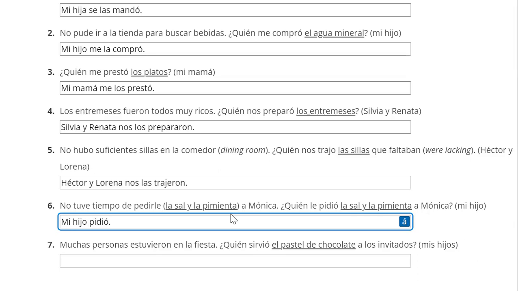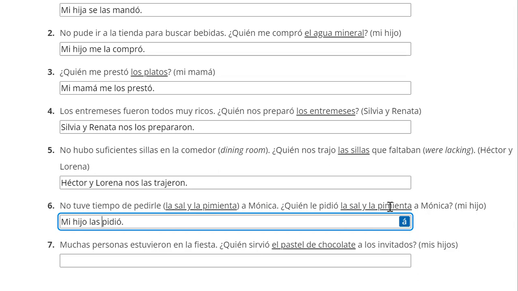So if what was asked for was la sal y la pimienta, might be a little tricky for you to recognize this, but this is actually a plural object because we have two things. Even though we don't see a plural word, we see two words, which makes it plural. This is a feminine one, and this is a feminine one as well. So we have a plural and feminine object. So what word do you think we would use to replace that object? Which pronoun do we use? We should use las as our direct object.